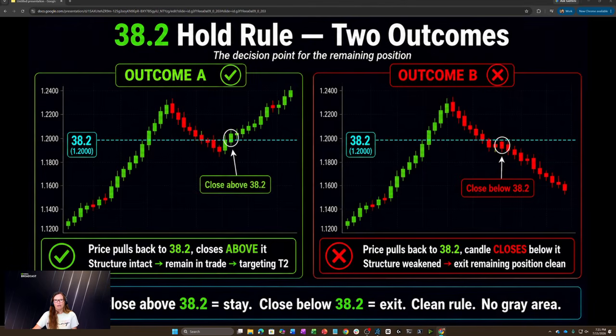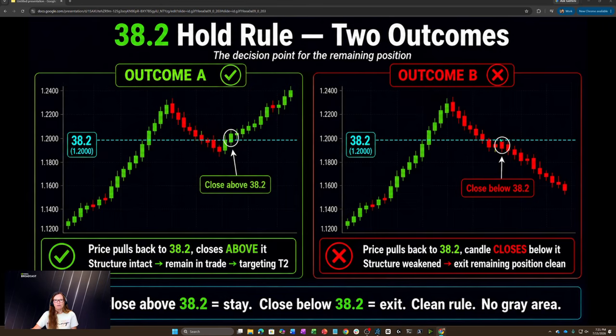And here is where the exit rule kicks in. If price pulls back and a candle closes below the 38.2, that tells me that the trend structure has changed. The prior swing low is being tested in a way that suggests the buyers are no longer defending that level strongly enough. I take what I have. Partials have already been locked in at T1 and T2, and I exit the remainder clean.